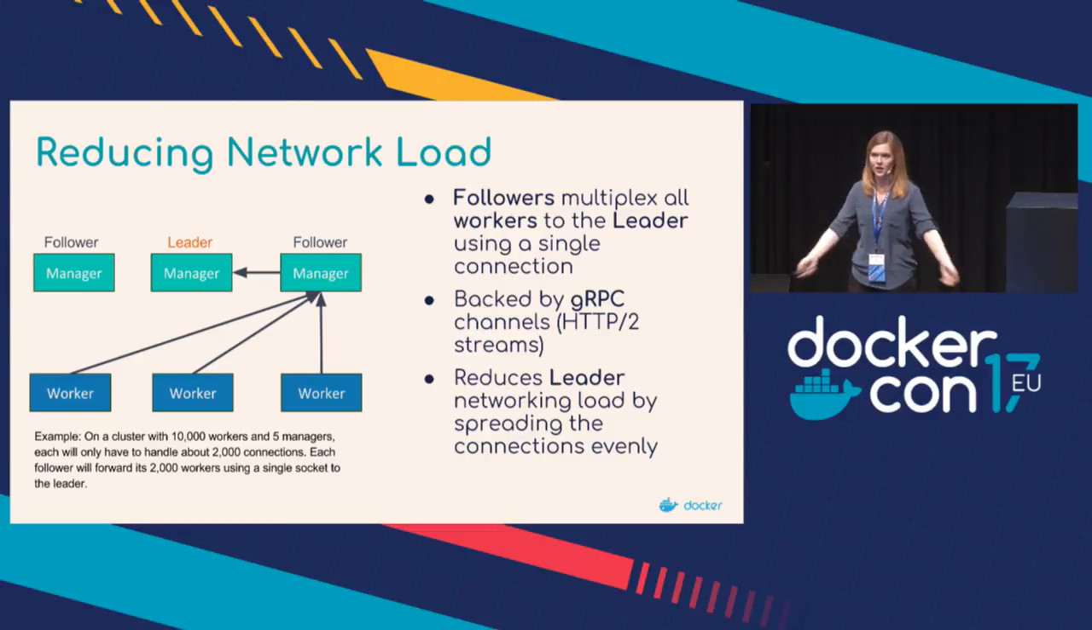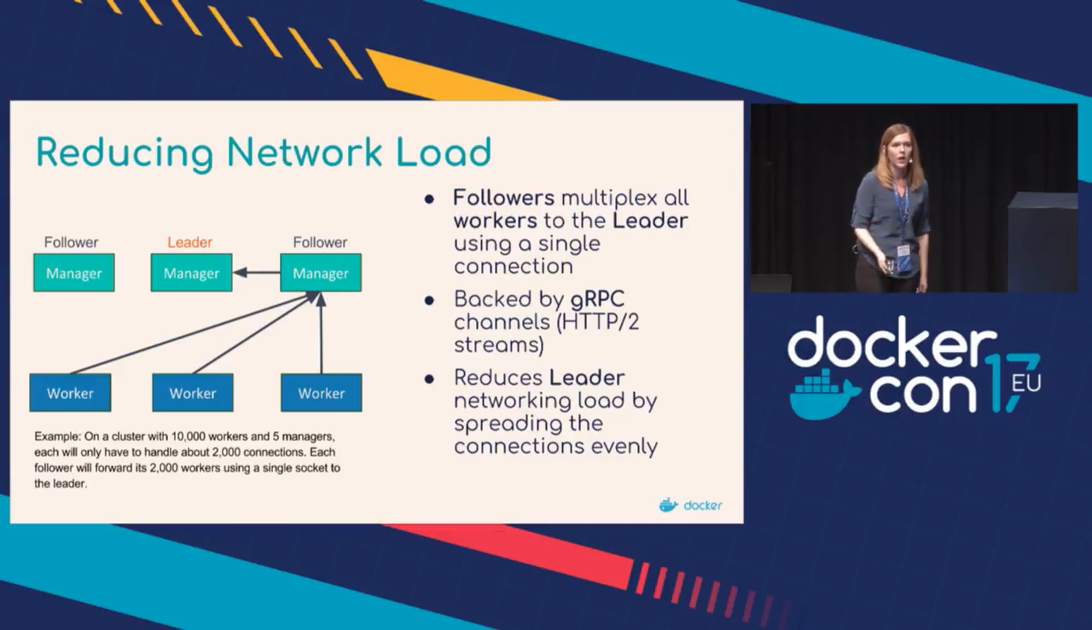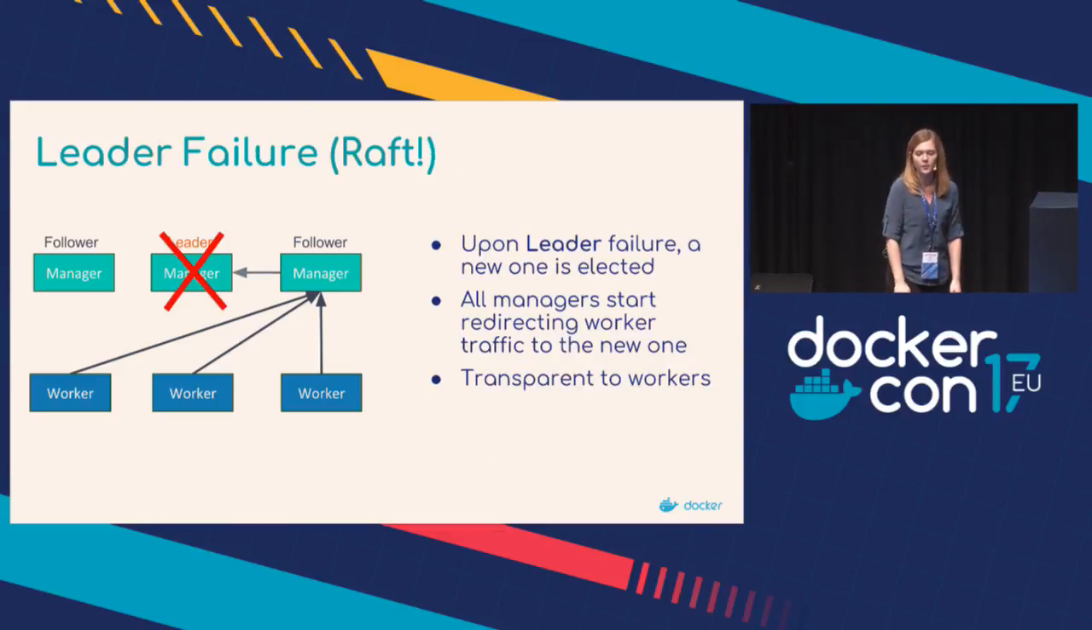So if you can imagine a cluster with, I think the example down here is 10,000 workers and 5 managers, then each worker is responsible for about 2,000 connections, but each of those followers will forward 2,000 connections worth of stuff to the leader. So it can greatly reduce the network load by spreading it out a bit more evenly. This is a part where Raft comes into play.